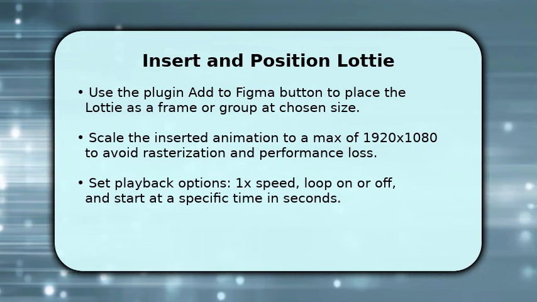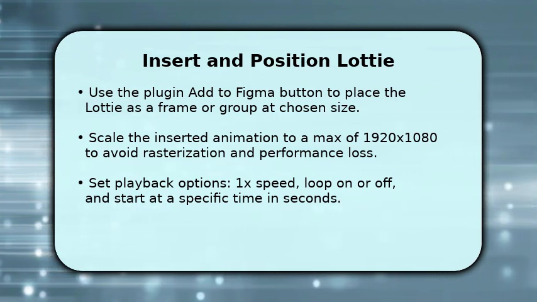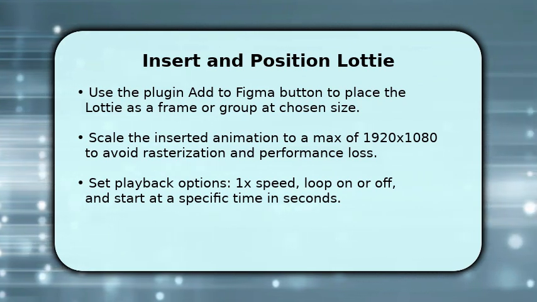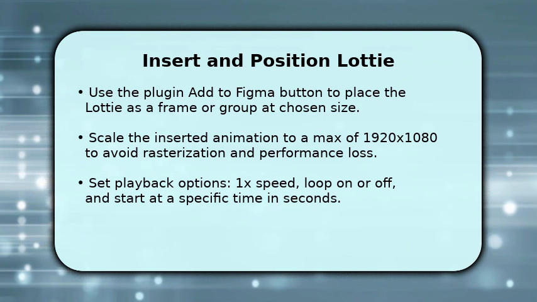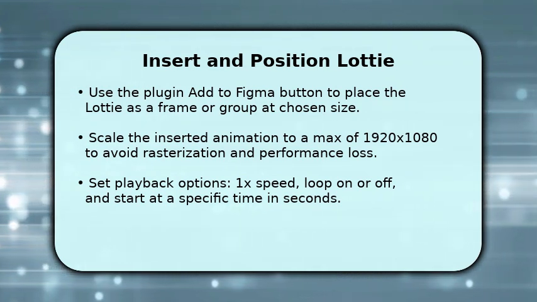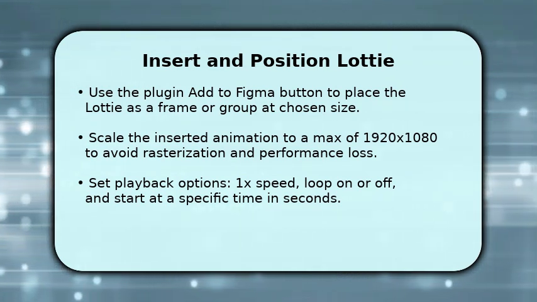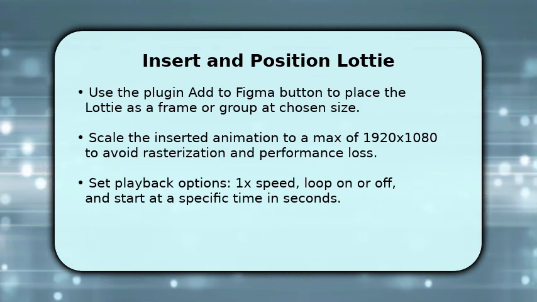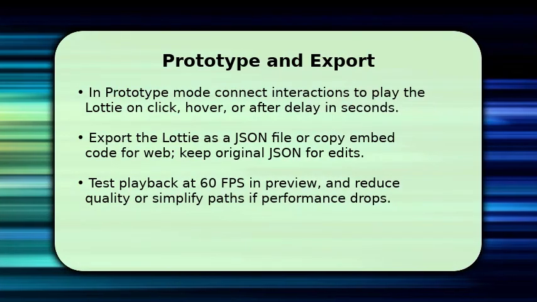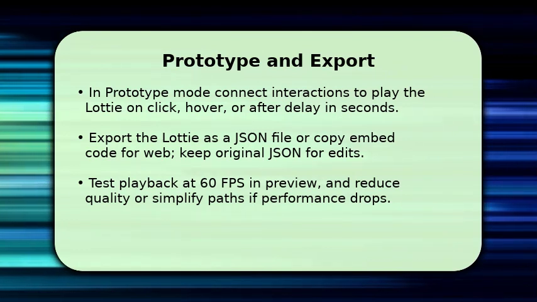Keep vectors intact by not flattening layers. Position the frame on your artboard using Figma alignment tools and auto layout when needed. Set playback options in the plugin, 1x speed, loop on or off, and optionally start at a specific time in seconds for precise prototyping. In prototype mode, connect interactions to play the Lottie on click, hover, or after delay in seconds. Set easing and duration to match the animation.